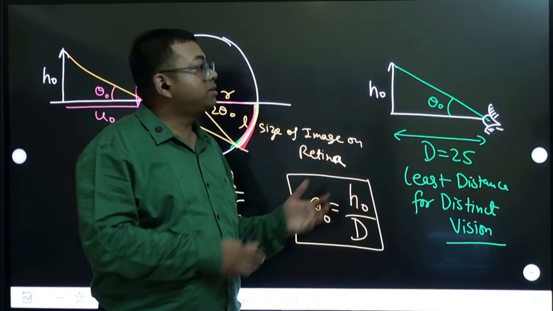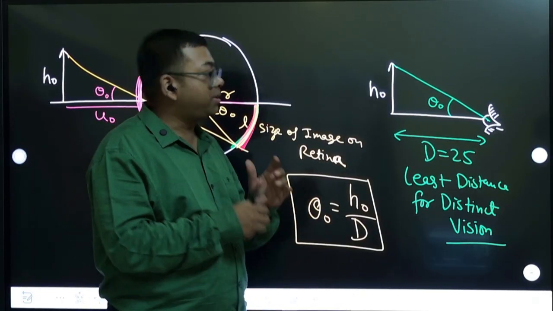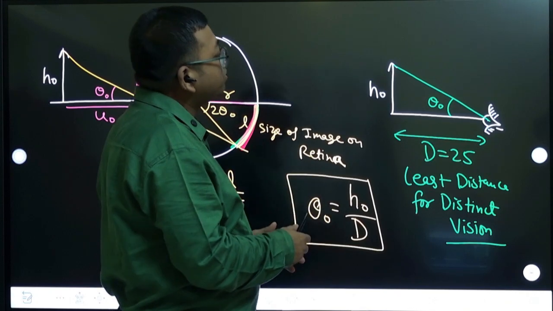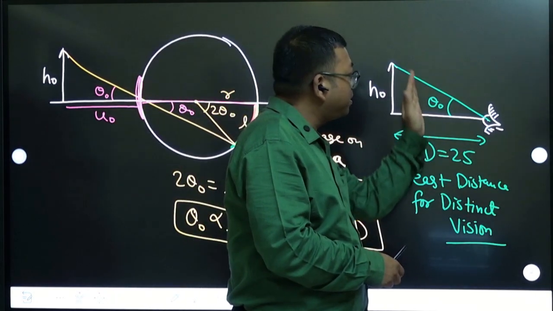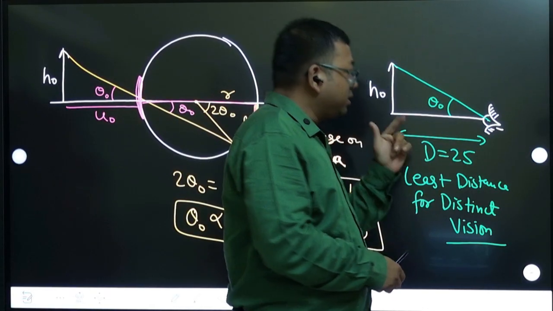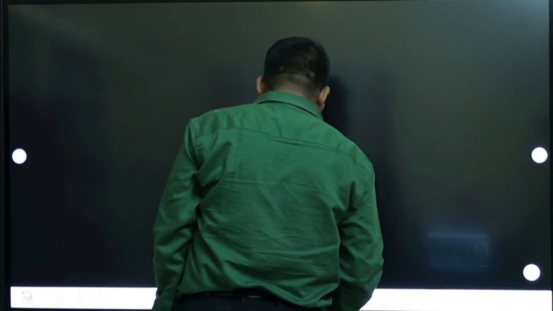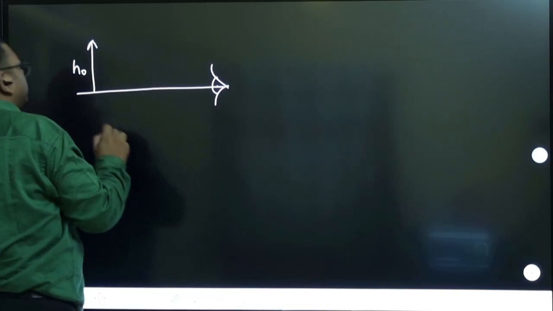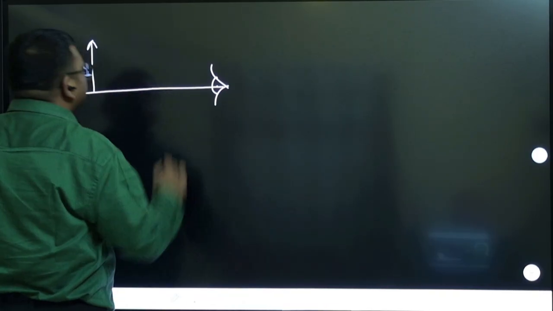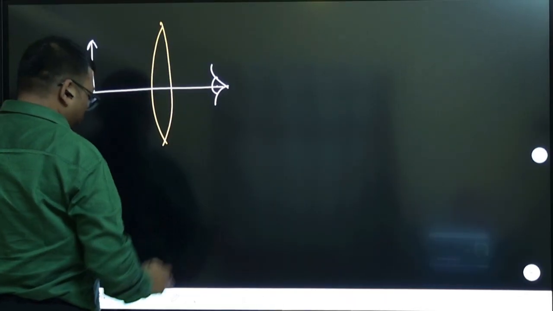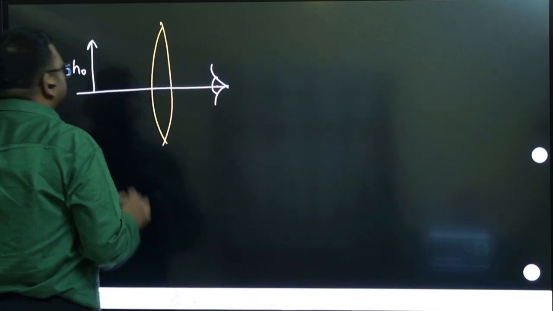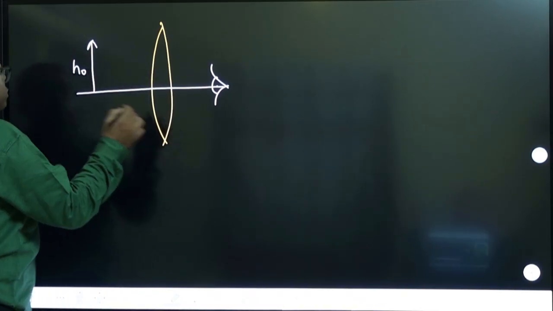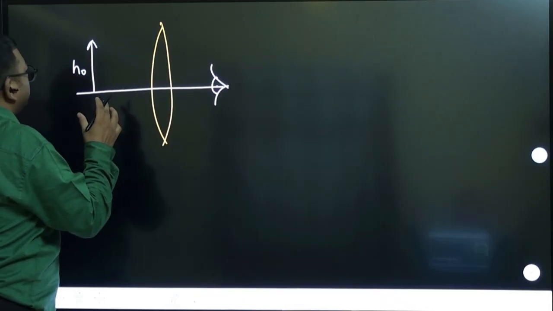Now let us understand the magnifying glass or simple microscope. When we use a simple microscope, we have to keep a lens somewhere in between the eye and the object. So this is our eye, and here is the object, of height h naught. Note that you want to focus on this image.